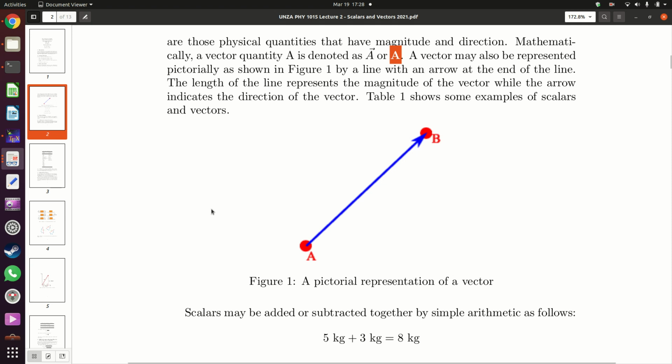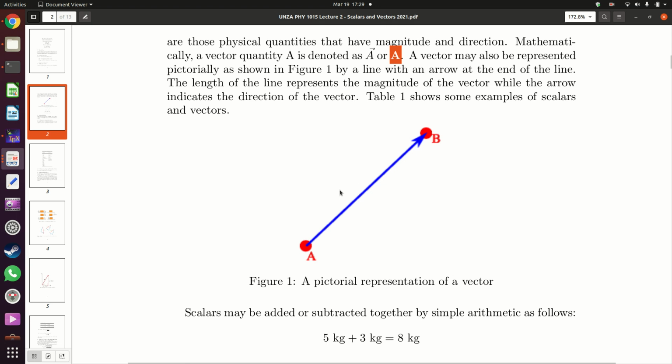The line denotes, or shows, the size of the vector, and the arrow shows the direction in which the vector is acting. So in this case, we have a vector which starts from point A and ends at point B. Normally, on top of this line, you can put the symbol which denotes that particular vector and also the size.